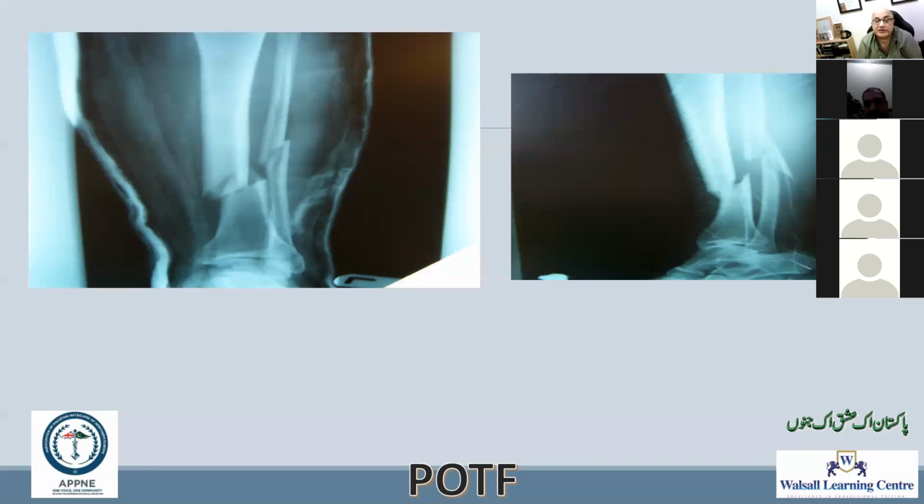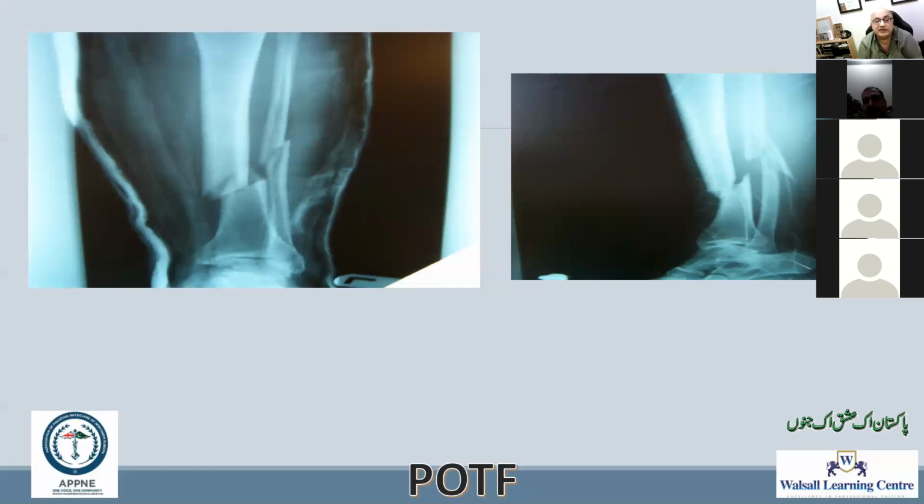So what is a mangled extremity severity score? MESS. What's the MESS? Mangled extremity score is, sir, depends on 4 things: the shock and hypotension and the wound. So what's the difference between shock and hypotension? What is the difference between shock and hypotension? Yes, sir. Hypotension, sir.